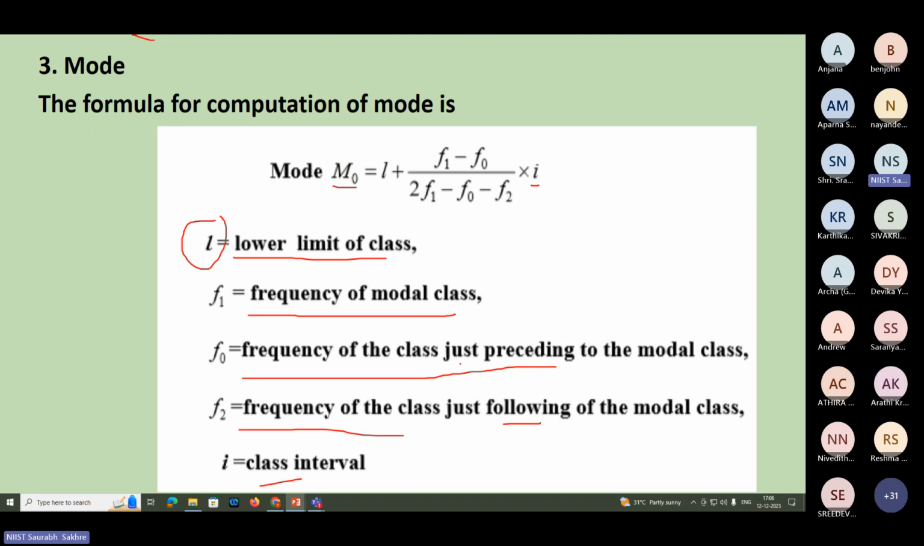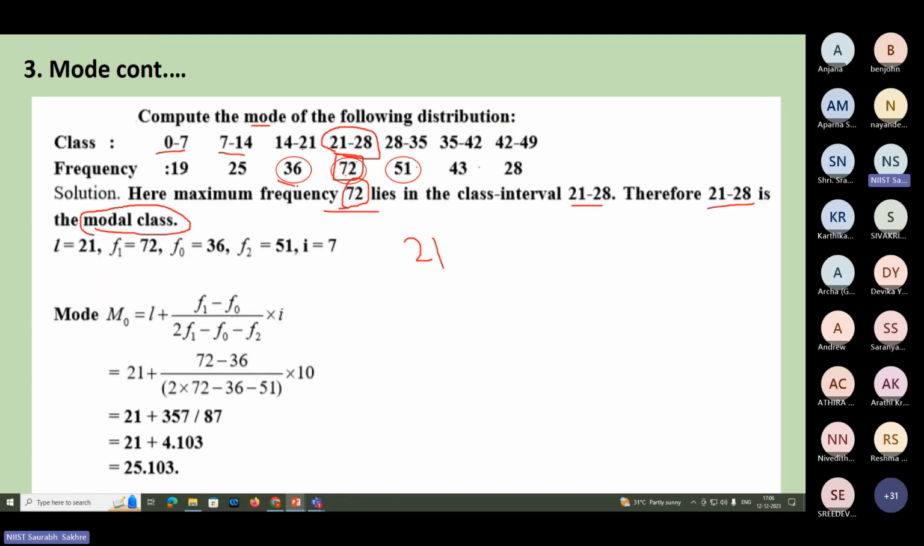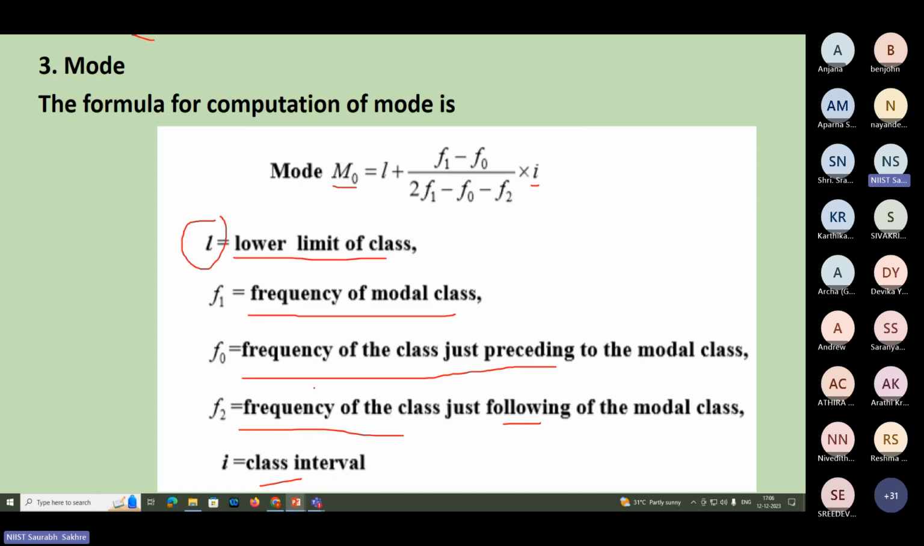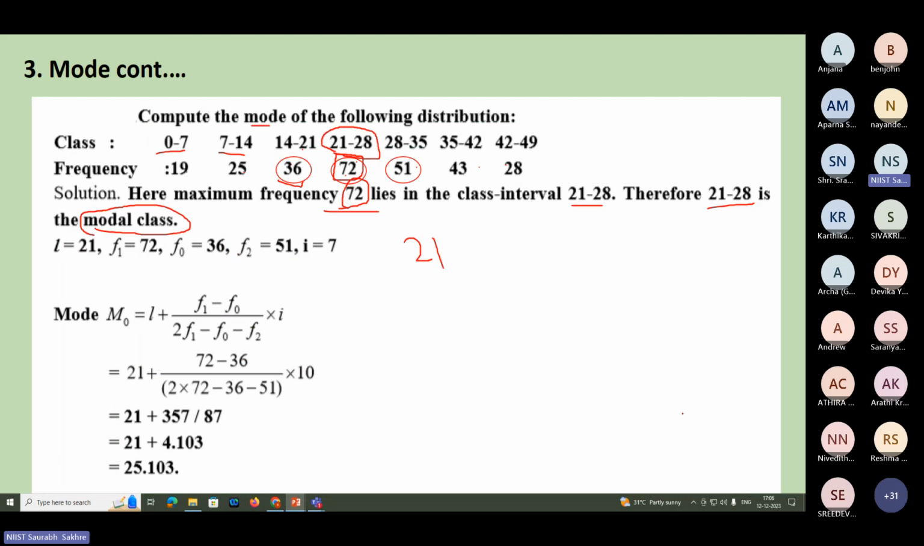Then f0, the frequency of the class just preceding the modal class, meaning just before it. Here it is 36. And f2 is the frequency of the class just after the modal class. It is 51, so f2 is 51. And h is the class interval. You can see there is a difference of 7: 0 to 7, 7 to 14, 14 to 21, a difference of 7 each time.